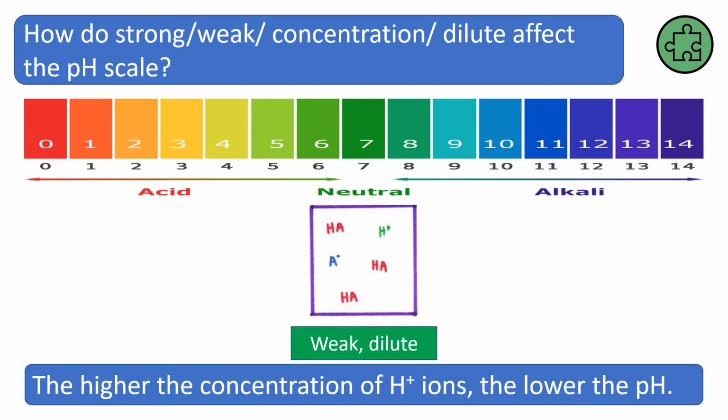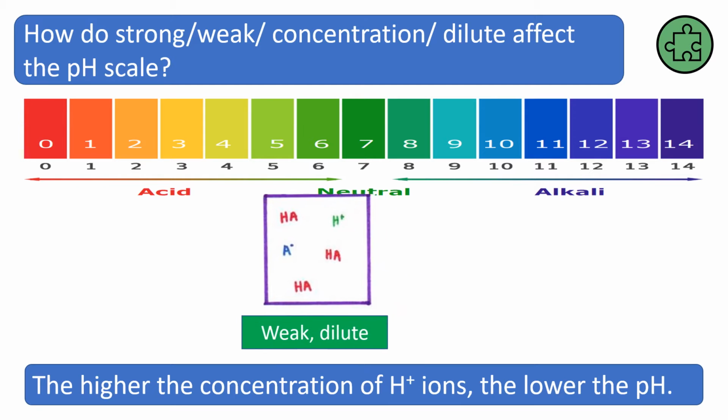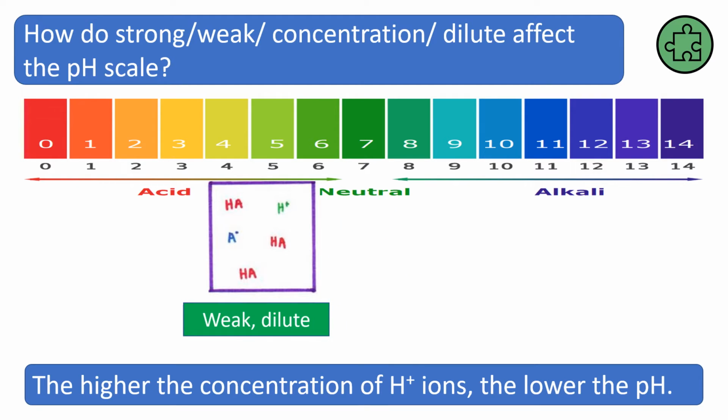What about this one? Well, this is weak and it's dilute. So weak, only partially ionised, and dilute, there's not many particles in a given volume. And so the concentration of hydrogen ions, there's not many of them. So it's going to be a weak acid.